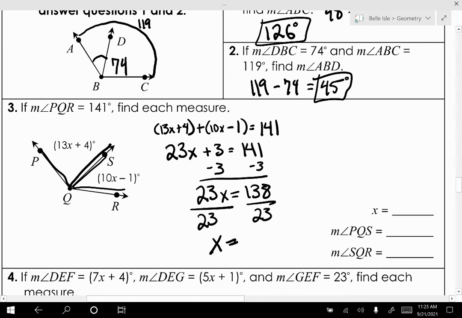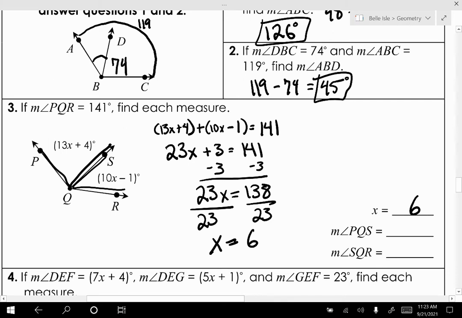What's 6? Yeah, let's go. So after you solve through, you should hopefully get x equals 6.